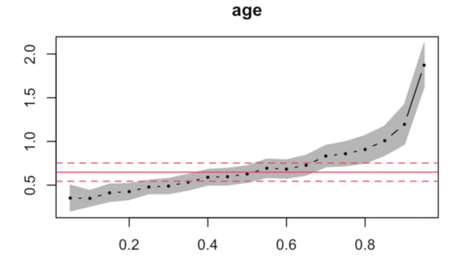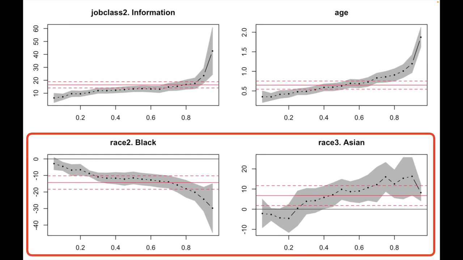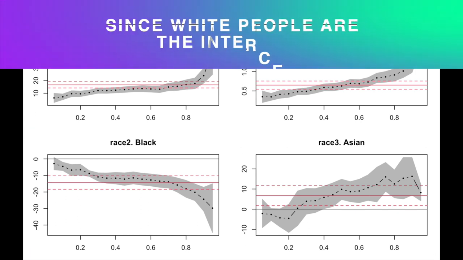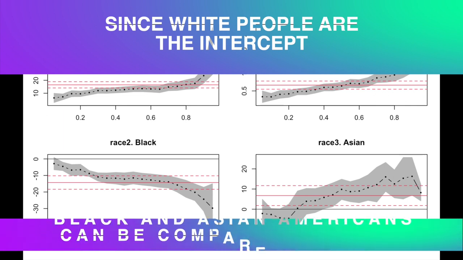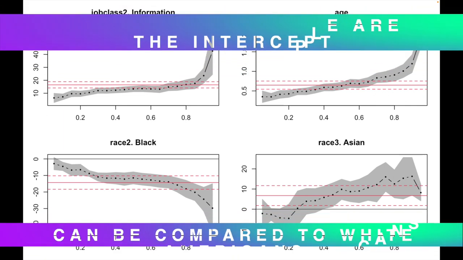Here again, high educational degree could cause young people to earn a lot of money already in the beginning of their lives and opens better chances to increase the salary over lifetime. The interpretation of the categorical predictor race is even more interesting. Since white people are the intercept, black and Asian Americans can be compared to white Americans.